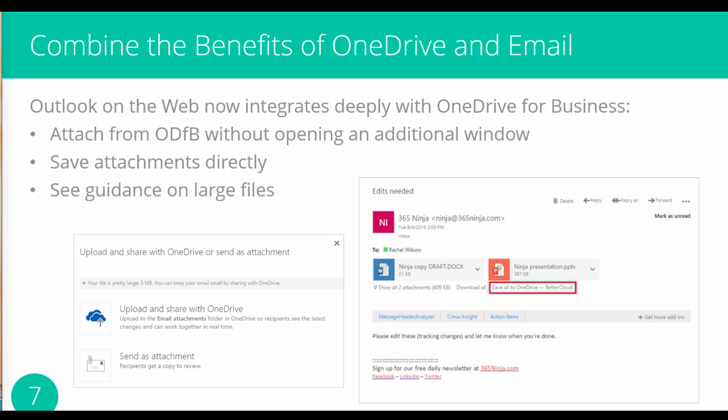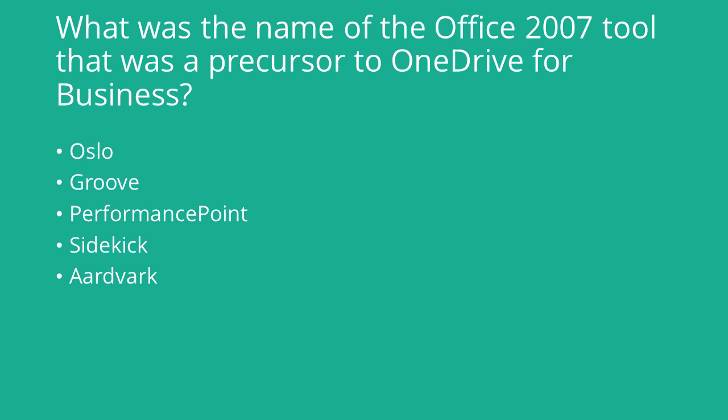All right, let's do a little pop quiz just to break things up a bit. This isn't anything that I've mentioned, but we're going to launch this poll here. Just for fun, what is the name of the Office 2007 tool that was a precursor to OneDrive for Business? We'll test your knowledge here. Go ahead and take the poll, and I'm going to glance through the questions we've gotten.